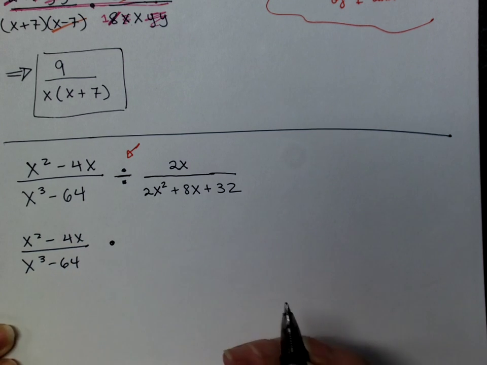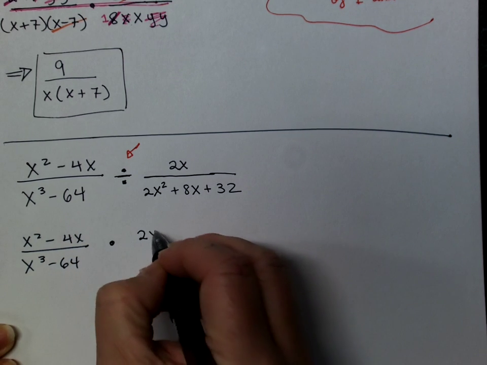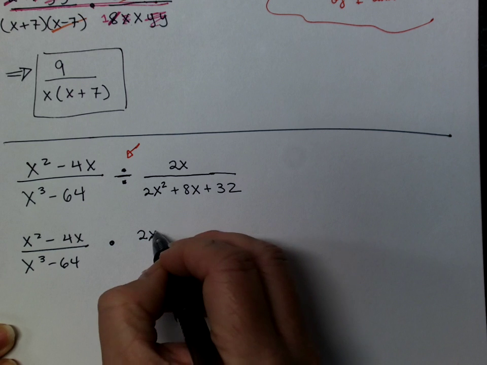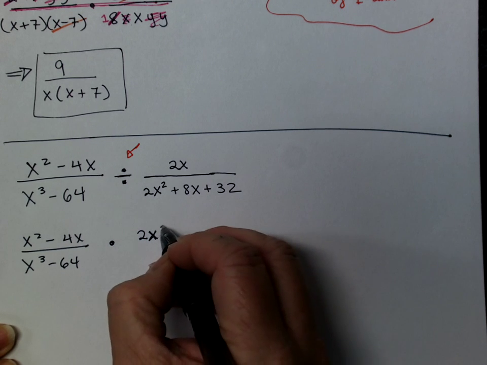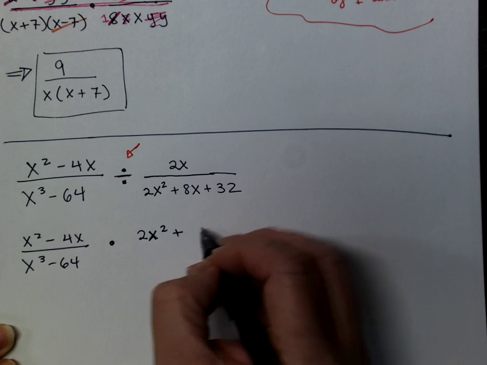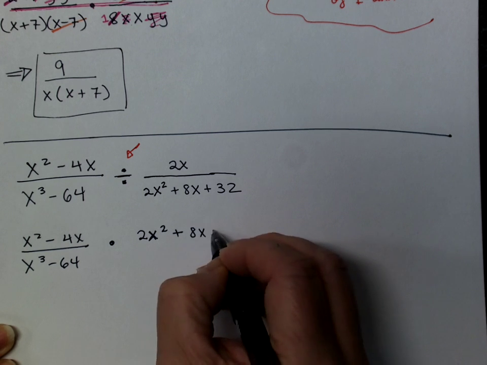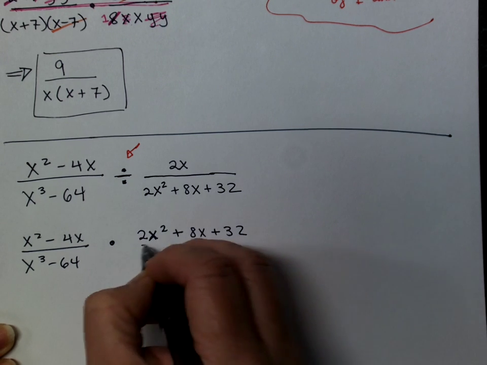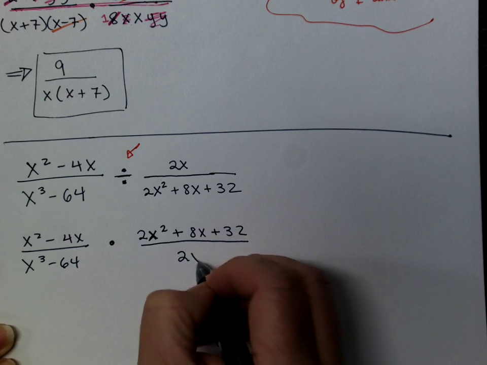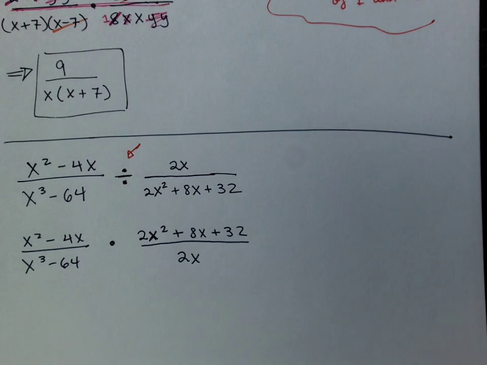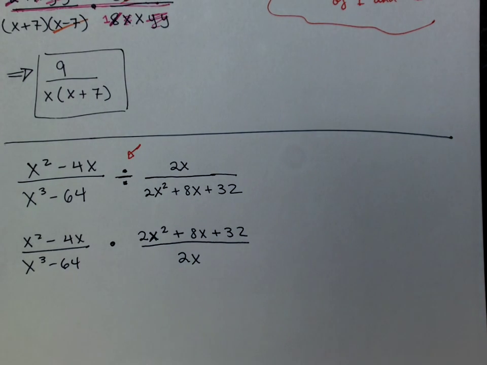It becomes times the reciprocal, just like when we're multiplying regular fractions. Dividing regular fractions means multiply by the reciprocal. So that's what I'm doing here. I write the reciprocal, so I change it to multiplication and the reciprocal all the way through. The first one doesn't change, because this is just like when you divide fractions.